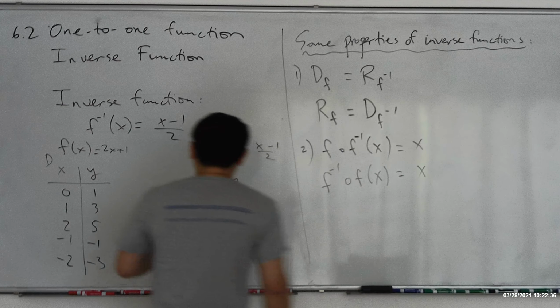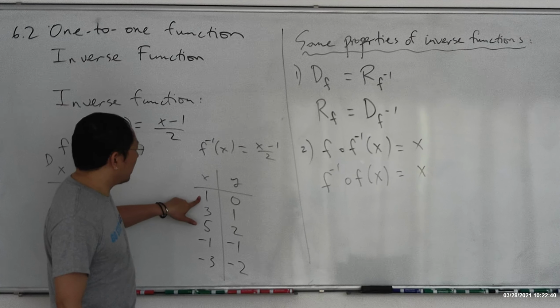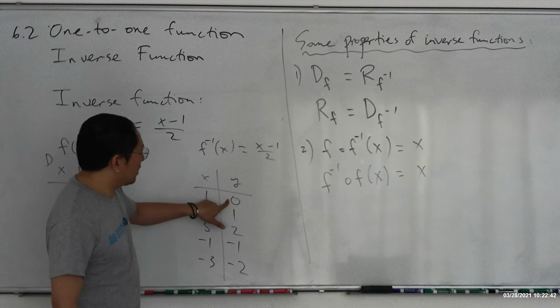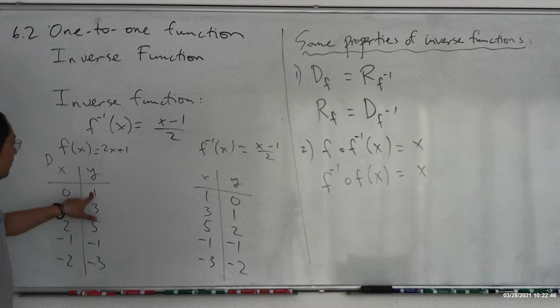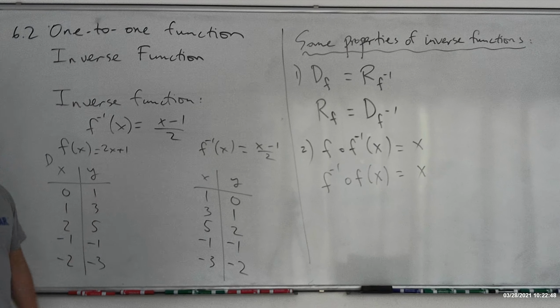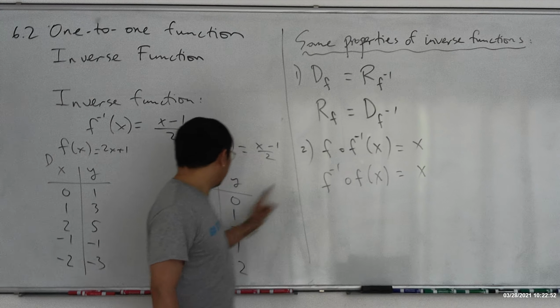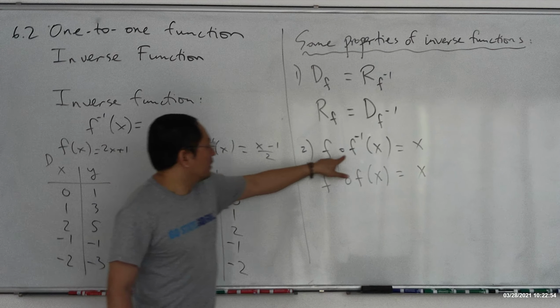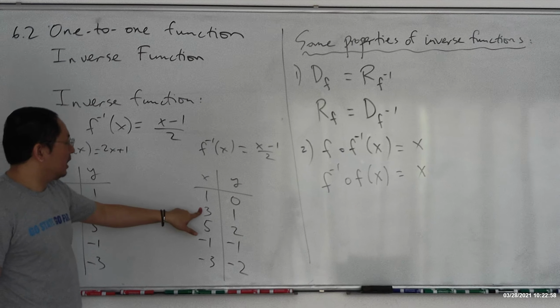It's the idea, right? x in here, you plug into the inverse function first. So you plug 1 into this inverse function. You got 0 out. You use 0 as the input to plug into the original function. You see, you got back 1 out. So 1 in, 1 out. Okay. So you plug 3 in here. f inverse of 3 is 1. And you plug 1 into f. You got 3 out. So 3 in, 3 out.